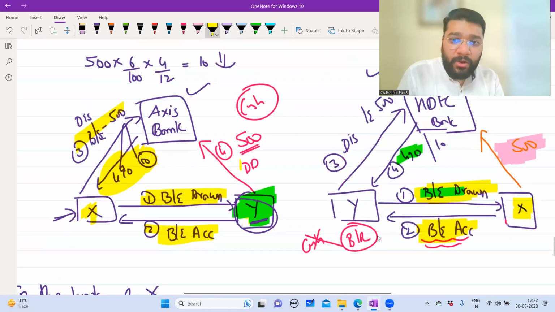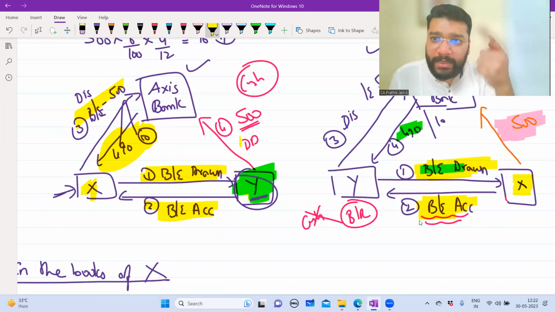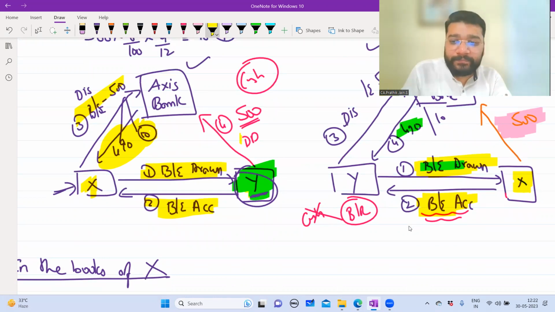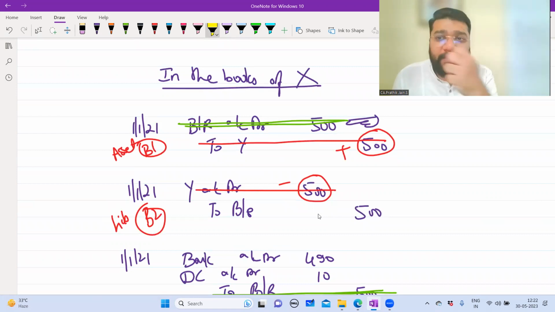Yes, sir. Now Y is drawing a bill. So X is accepting. So when a bill is accepted by X, is it not his responsibility to record bills payable? Yes, sir. Sure. So bills payable account credit. And this money we have to recover from whom?